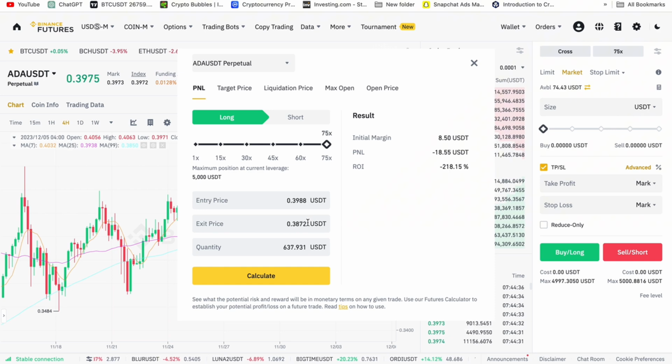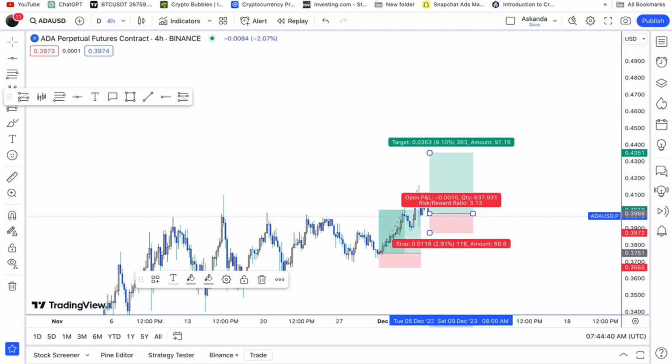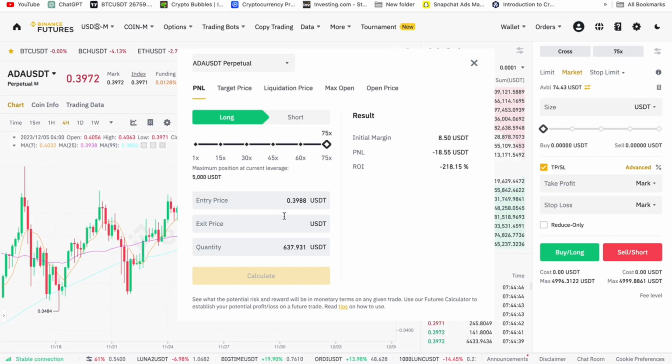So let's enter our take profit again. We know our take profit level. Our take profit level will be around 0.4351. Then we'll click on confirm. So we are going to make $58. If the trade goes well, we are going to make $58. But if the trade goes against us, we are going to lose $18.